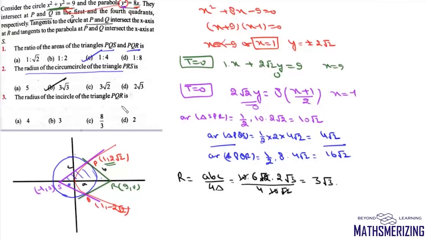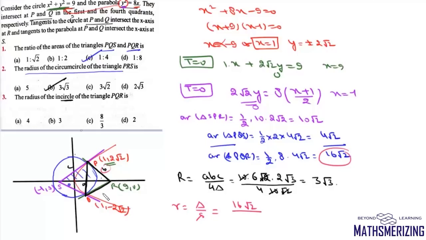Now for this triangle PQR, we need to find radius of incircle. So we know that radius of incircle is simply delta upon S. So what is the area of triangle PQR? So area of triangle PQR is 16 root 2. And what is the value of S?